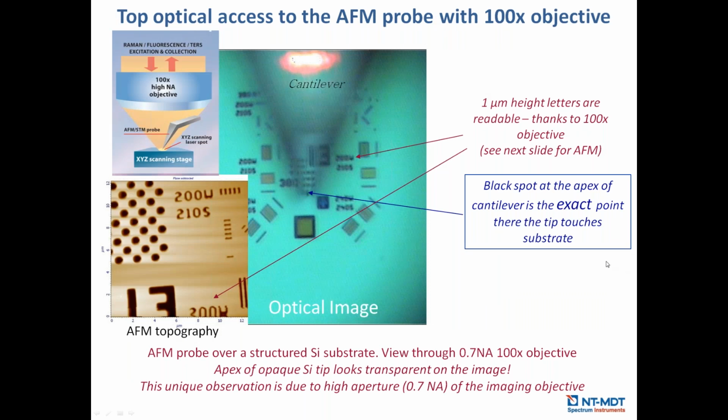This is how the optical image by top illumination and collection scheme looks like. So there is a tip in the center, a triangle shape of the tip. A red spot on the top is the laser beam deflecting system from the AFM, and the black spot in the middle is the tip apex. So using such an optical viewing system, you can position the probe onto your sample with about half a micron precision.